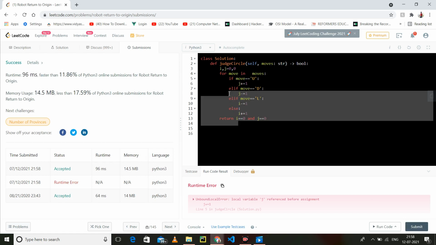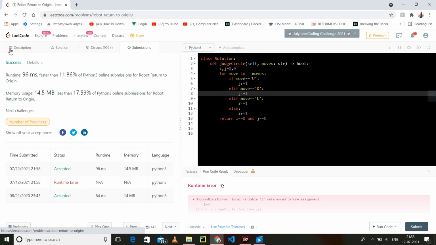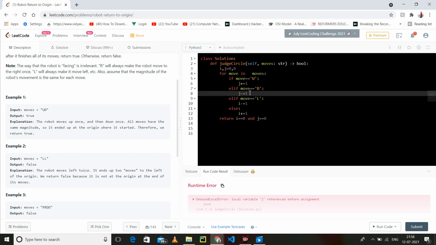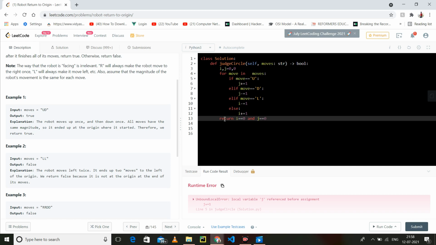So I hope that you have understood. It's a very easy question. It has only four directions, so we have to maintain only two variables, I and j. If both become 0 at last, we return true, otherwise if any of the conditions is false, it ultimately returns false.